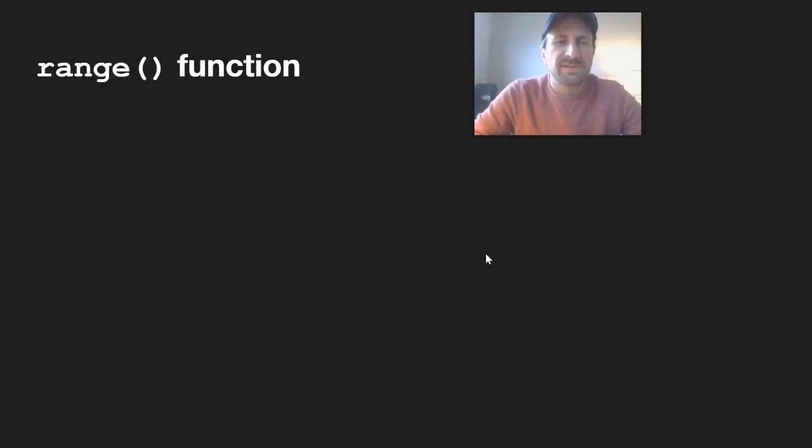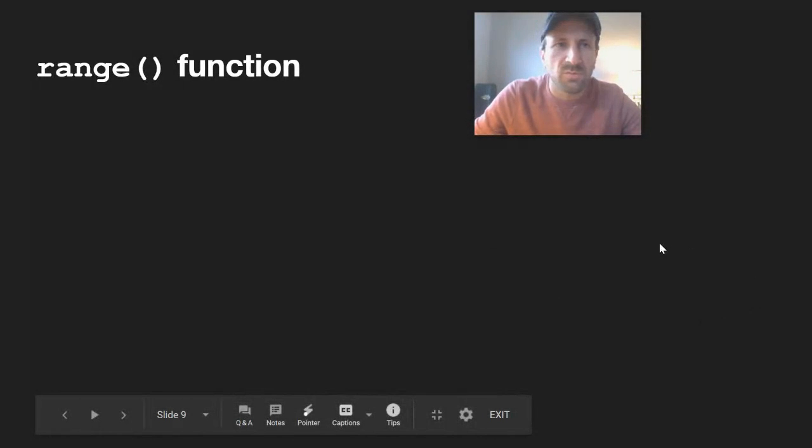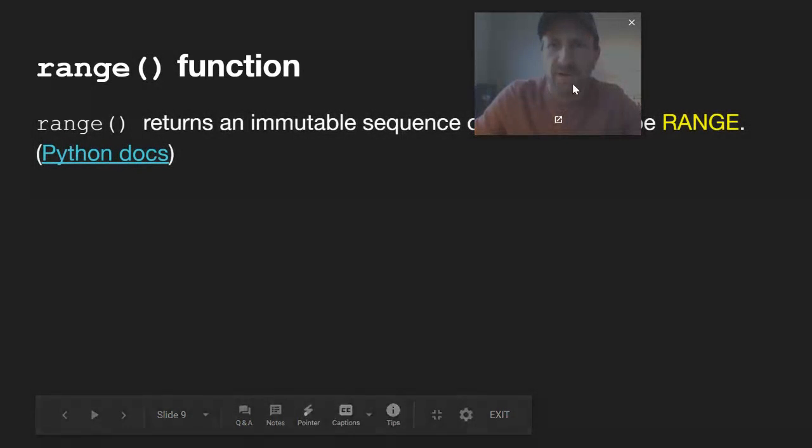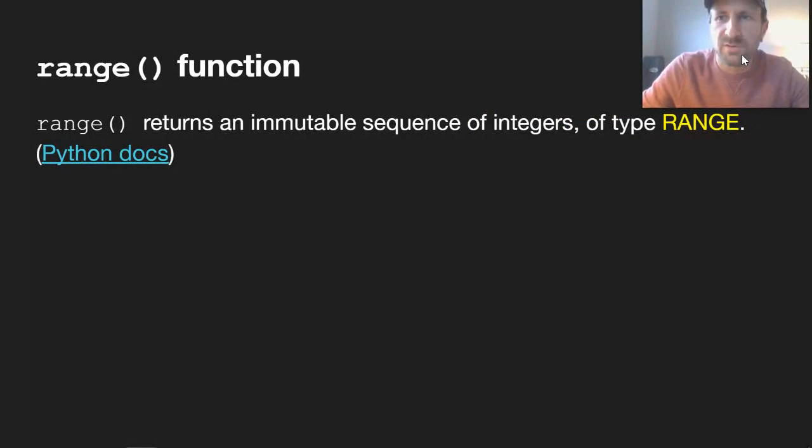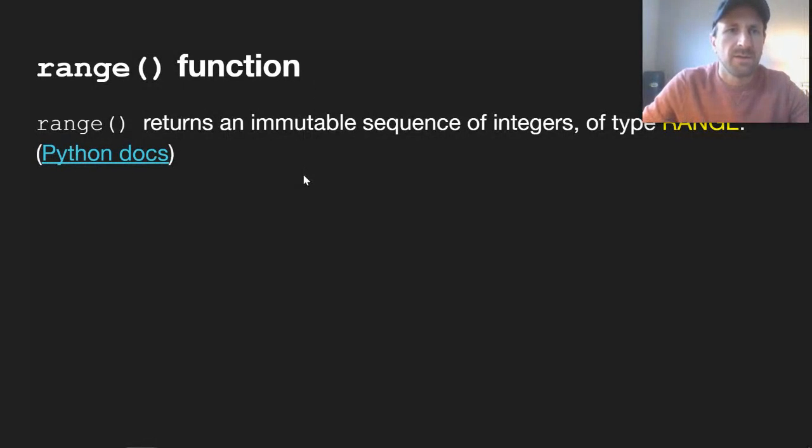So like I said, we only know at this point one type of sequence, which is a string. Another type of sequence we're going to learn right away at the beginning of this unit is called a range of values, a range of numbers. And to work with range, you have to be able to work with the range function, which returns an immutable sequence of integers of type range.